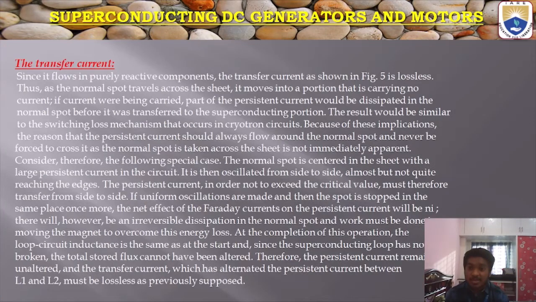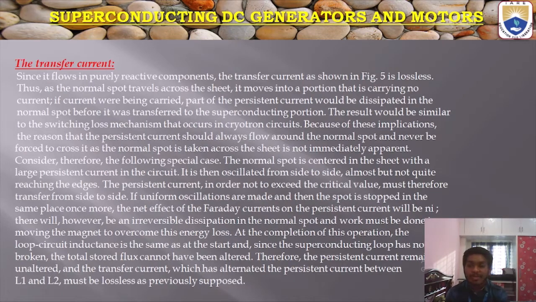The transfer current flows in purely reactive components, so the transfer current shown in figure 5 is lossless. It has no loss. Thus, as the normal spot travels across the sheet, it moves into a portion that is carrying no current. If current were being carried, part of the persistent current would be dissipated in the normal spot before it was transferred to the superconducting portion. The result would be similar to the switching loss mechanism that occurs in cyclotron circuits.